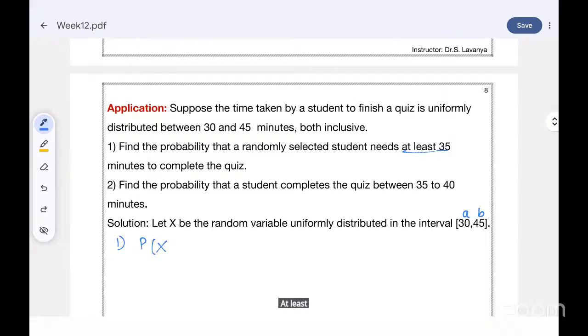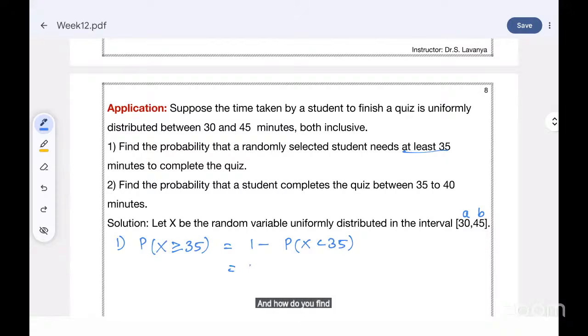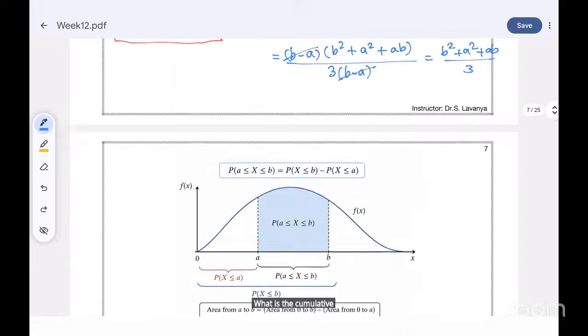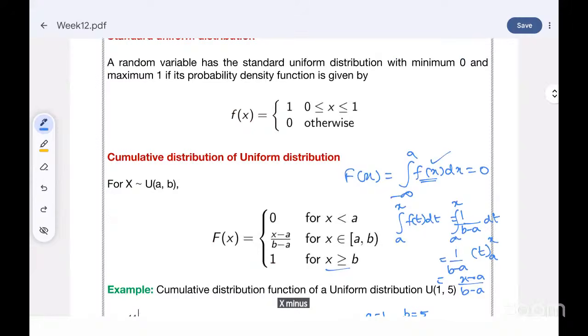At least 35 means what? Greater than or equal to 35. So which means 1 minus the probability of X less than 35. And how do you find the probability for X less than 35? What is the cumulative distribution function? Do you remember? It is X minus A by B minus A.